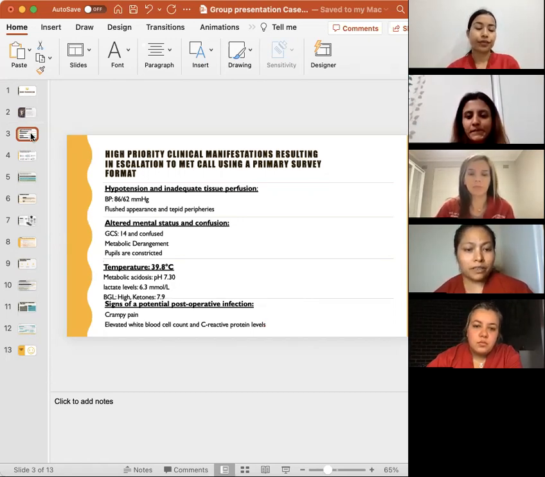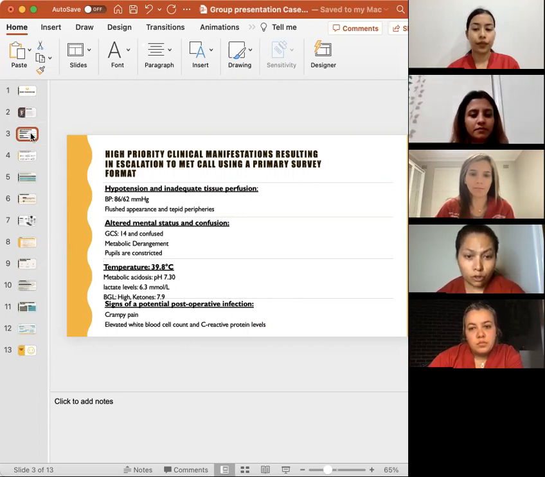Second one is altered mental status and confusion. Miss Casey's GCS is 14 and she is confused and not oriented to time, place, or person, which indicates cerebral hypoperfusion caused by hypotension or metabolic disorders such as diabetic ketoacidosis. To avoid future neurological degeneration, it is critical to evaluate and manage the underlying cause as soon as possible.